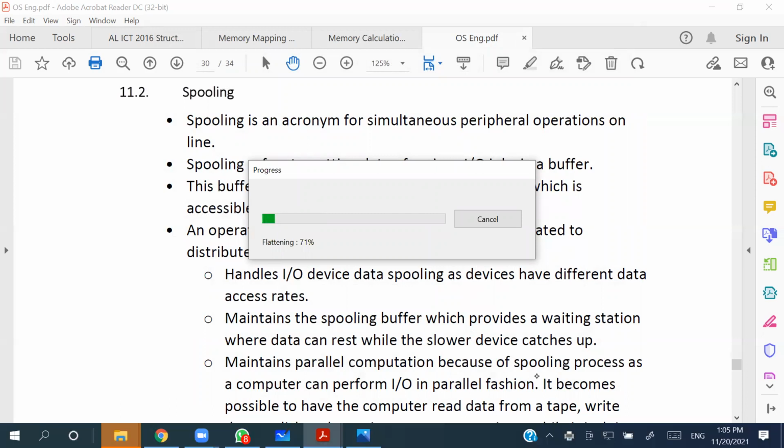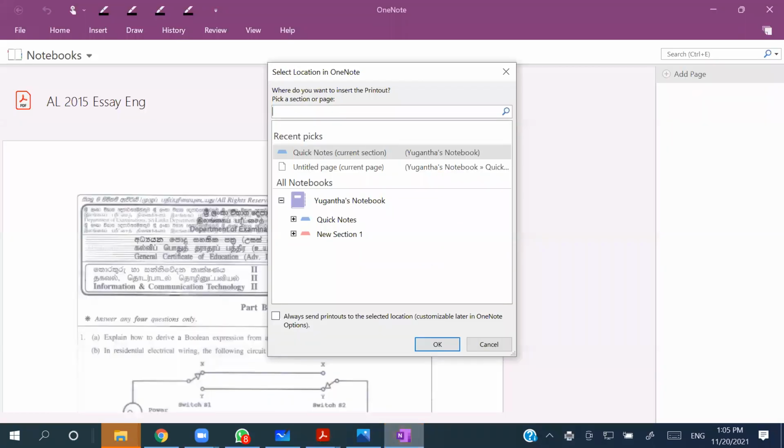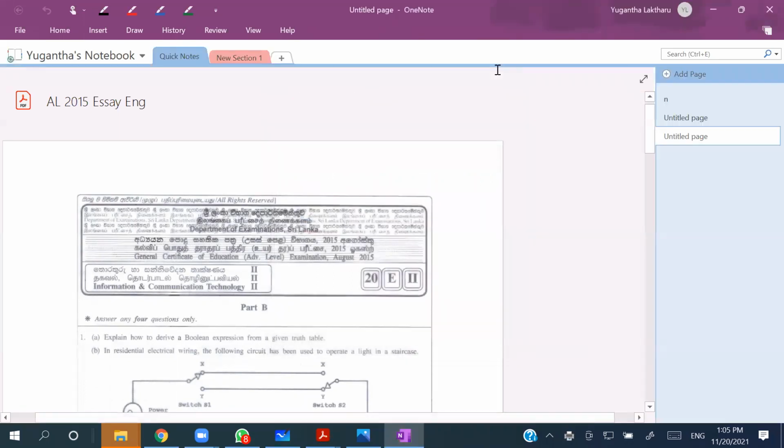Flattening, flattening, flattening. Come on, give me the spooling. No, it is not giving us the thing called spooling. Hold on. Let us check that again.